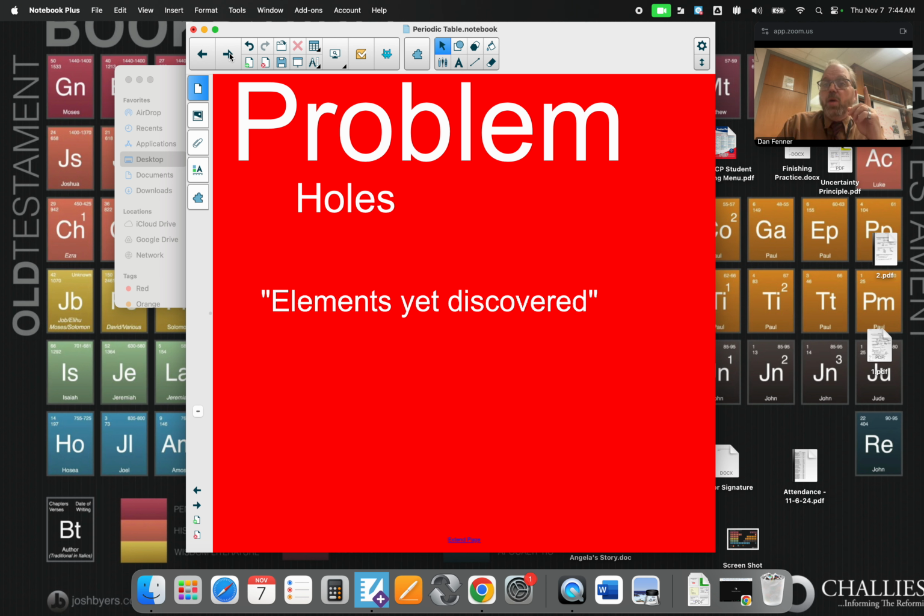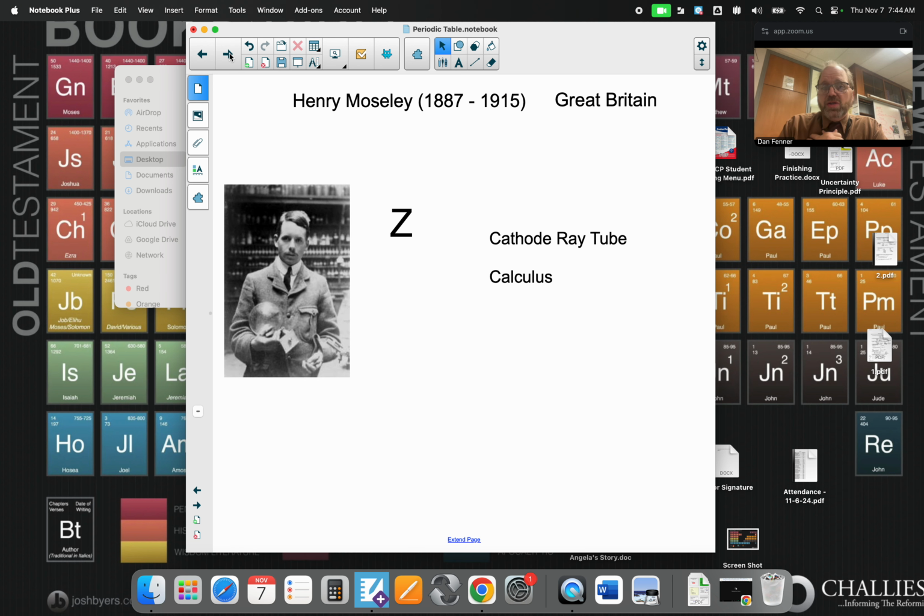So it took until World War I, around the 1910s, 1920s, that a second scientist, his name was Dr. Henry Moseley, hip hip cheerio old boy. He's a Great Britain Englishman. He worked at Oxford University, and he used a value called Z, atomic number. He found that using a cathode ray tube in calculus, high math.